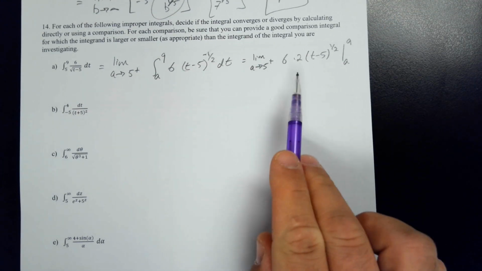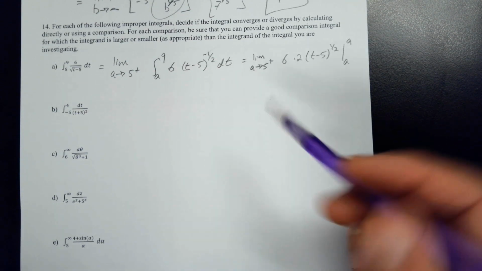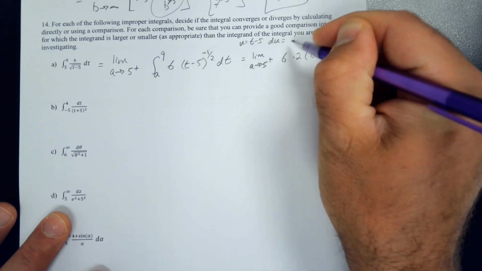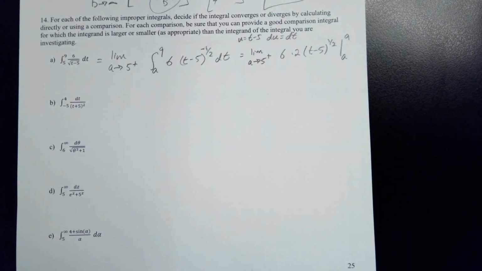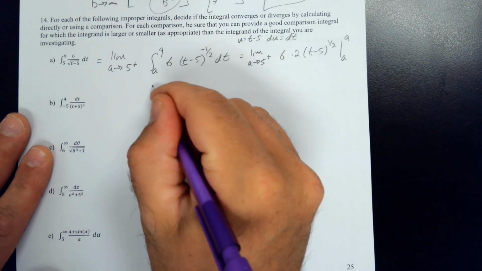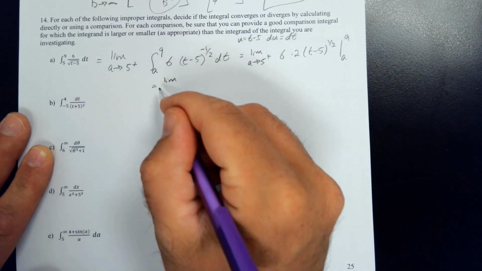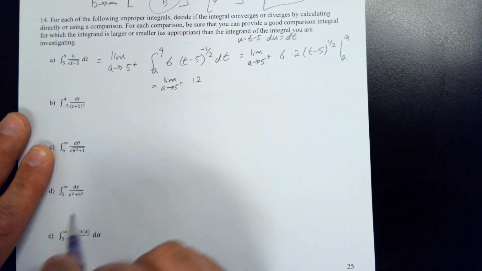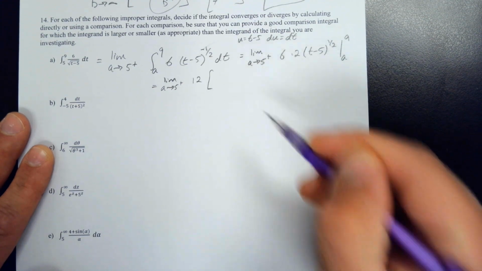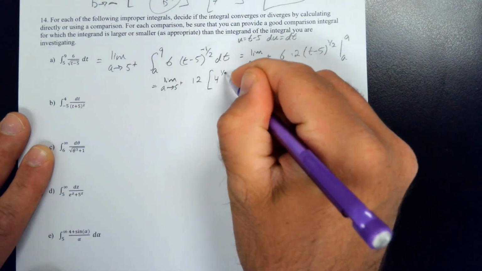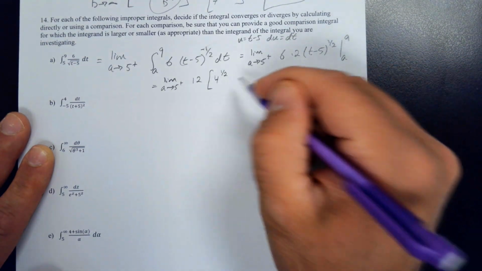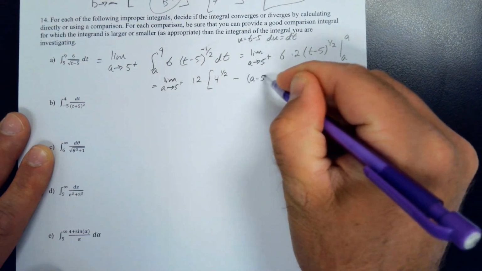Now if you want to write out that u substitution, you can, but you might be at the point now where doing a simple u substitution, where u equals t minus 5 and du equals dt, you can do that in your head. But if you want to write it out, you'll get the same thing. Okay, finally I've got to plug in the 9 and the a, so this would be the limit as a approaches 5 from the right. Let's see, I've got a 12 times, if I plug in a 9, I'll have 4 to the 1/2. If I plug in an a, I'll have a minus 5 to the 1/2.